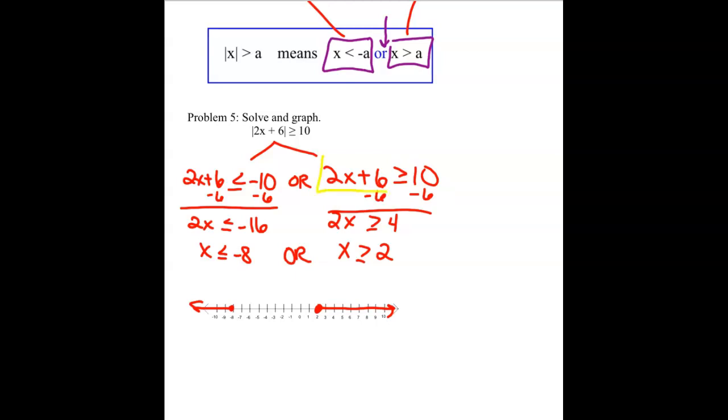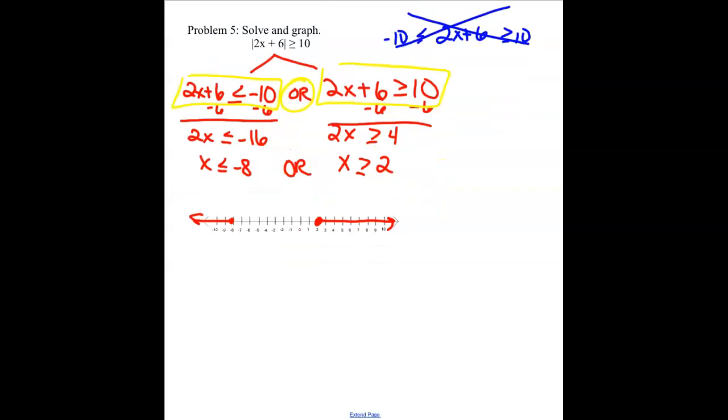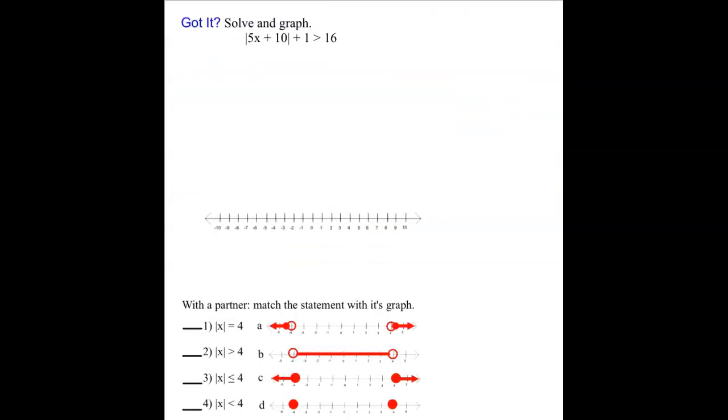All right, we have to put these as separate inequalities with the word or in between. We cannot combine this like we did with the ands. All right, this does not work. Don't try to do that. All right, let's try another one. This one, notice that there is a guard. This +1, we need to get rid of it before we try to break out of jail here.